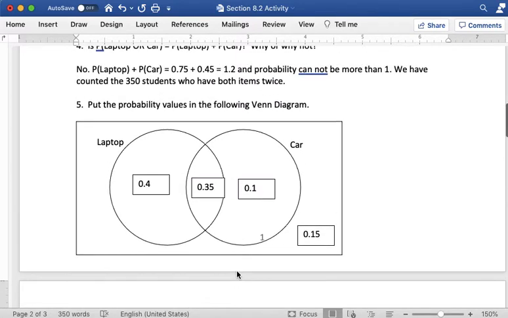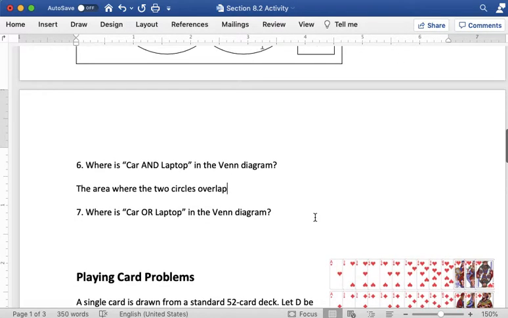Car or laptop is the total area of the two circles. So everyone in this area, they have a car or they have a laptop or they might have both, but they're guaranteed to have at least one of the two items. If they don't have one of the two items, then they're going to be outside of the two circles. So the total area of the two circles, or in other words, both circles, including the overlap area.